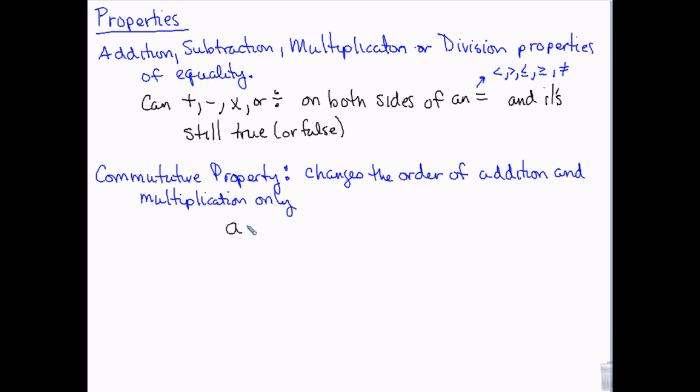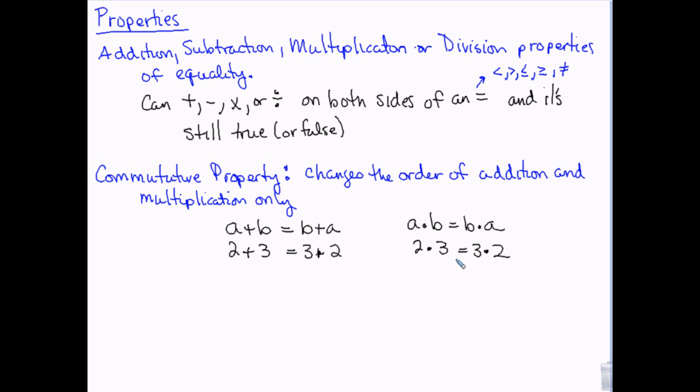So A plus B is the same thing as B plus A. A times B is the same thing as B times A. And if we use numbers, 2 plus 3 is the same thing as 3 plus 2. 2 times 3 is the same thing as 3 times 2.